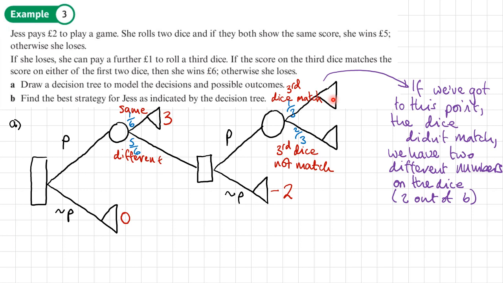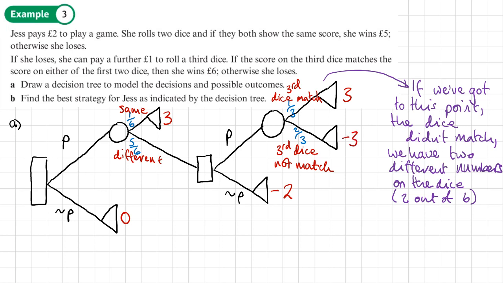Okay, let's now work out the expected payoffs. So if I've got to this point, I've already paid £2 to play the first game. I've lost, and then I pay another £1 to play again, and then I win £6. So that makes 3. So the expected payoff would be £3. Let's put a 3 there. If I get to this point down here, I've paid the original £2 to play once, I've paid another £1 to play again, and I've lost it. So I'll put down here -3.